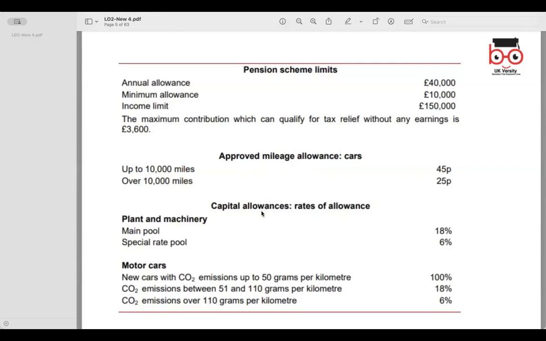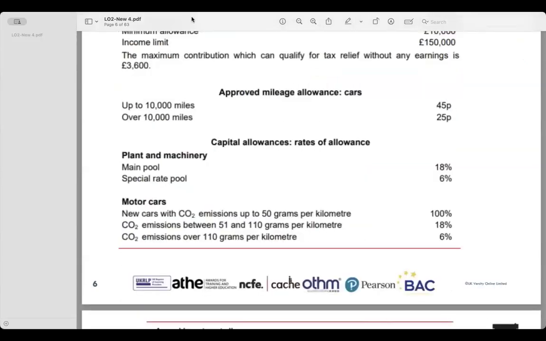And then lastly, capital allowances dictate rates of allowance for different assets. For plant and machinery, the main pool allowance is 18%, while for the special rate pool it is 6%. For motor cars, the rate varies based on CO2 emissions, ranging from 100% for new cars with emissions up to 50 grams per kilometer, to 6% for cars with emissions over 110 grams per kilometer.